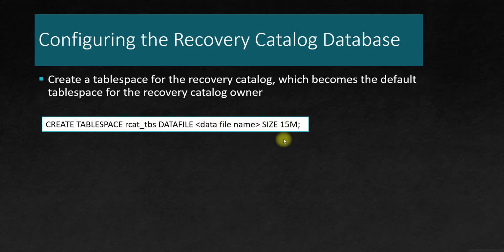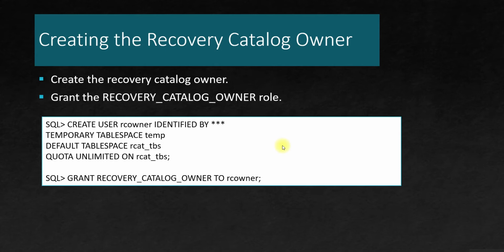Okay, let's move on. Now we will be creating a recovery catalog owner. So what will be the step? Create the recovery catalog owner, and you need to grant the recovery_catalog_owner role to it. So creating this user and then specifying the default tablespace we created earlier as rcat_tbs, and I provide unlimited quota for that specific tablespace. Now grant the recovery catalog owner role to this particular user. This part is done.